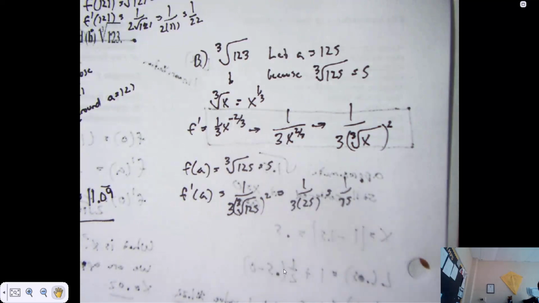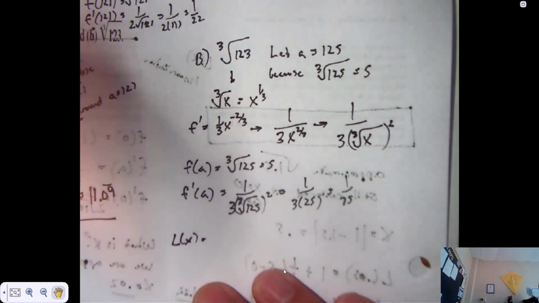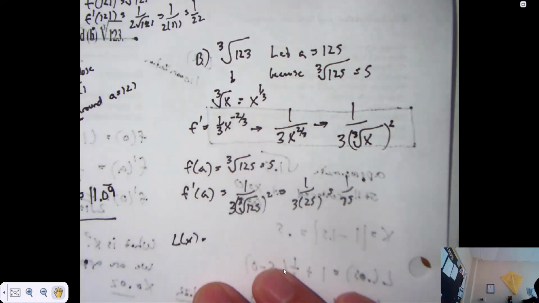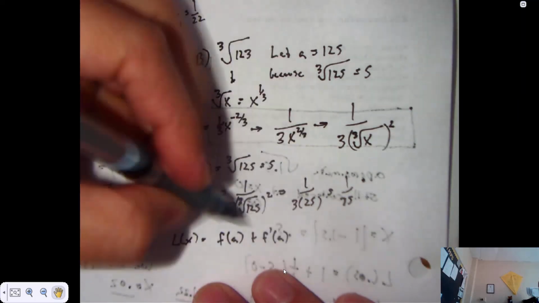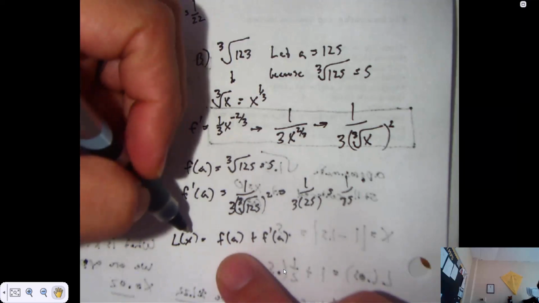Now, I think I've got everything. I'm going to write down the linearization formula again because that helps. Linearization is F of A plus F prime of A times X minus A. The reason I want to do a minus here is because I'm accustomed to point slope where the F of A is on the other side. That's kind of why I'm doing that.